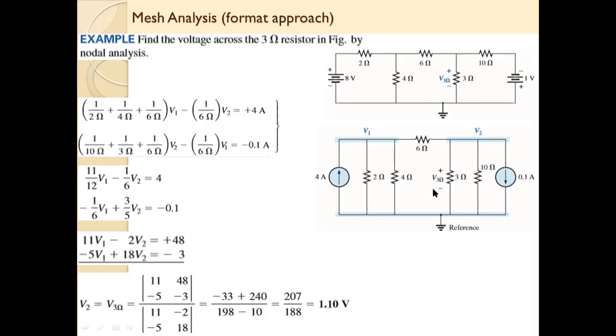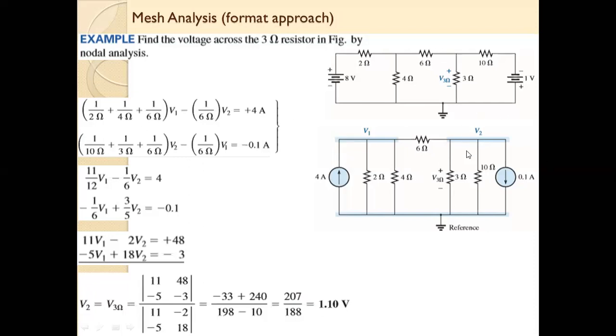So you will make two equations for V1 and V2. For the first node, you will make the equation by taking the sum of conductance terms. For example, 1 divided by 2 plus 1 divided by 4 plus 1 divided by 6, multiplied by V1, minus the mutual term, that is in conductance terms, 1 over 6 multiplied by V2, is equal to, if current is moving towards the node, that would be positive. So it is plus 4 ampere.